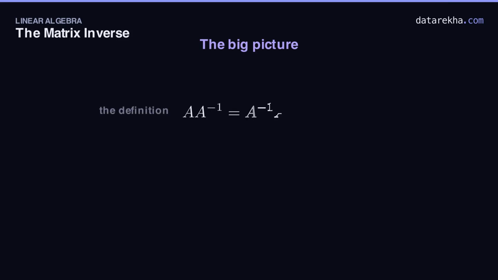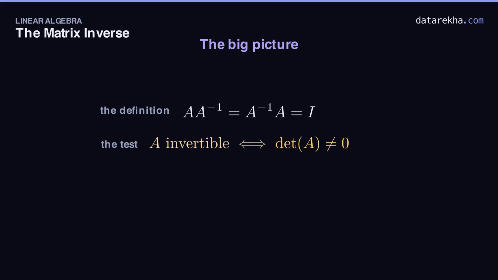Let's lock it all in. The inverse is the matrix that undoes A: A times A inverse, and A inverse times A, both give the identity. A matrix is invertible exactly when its determinant is non-zero. Zero determinant means space collapsed, and there is no way back.